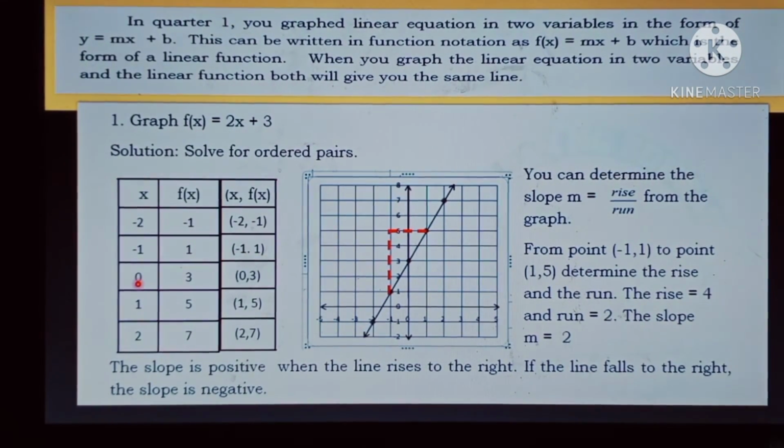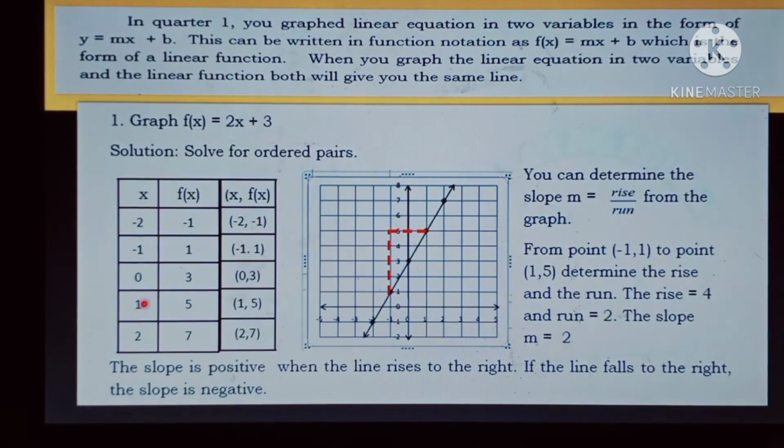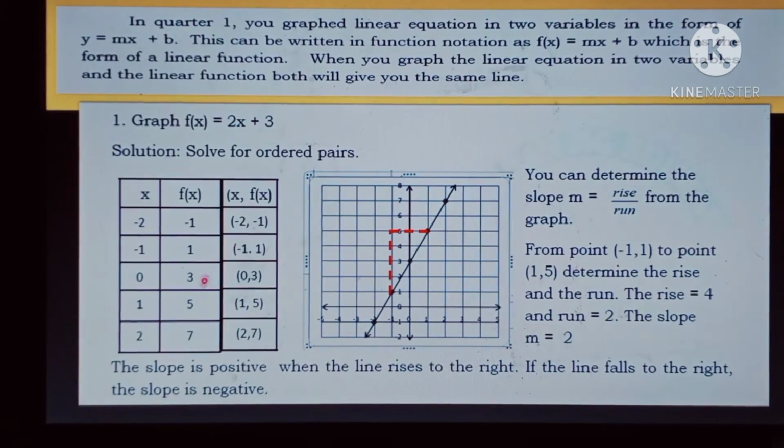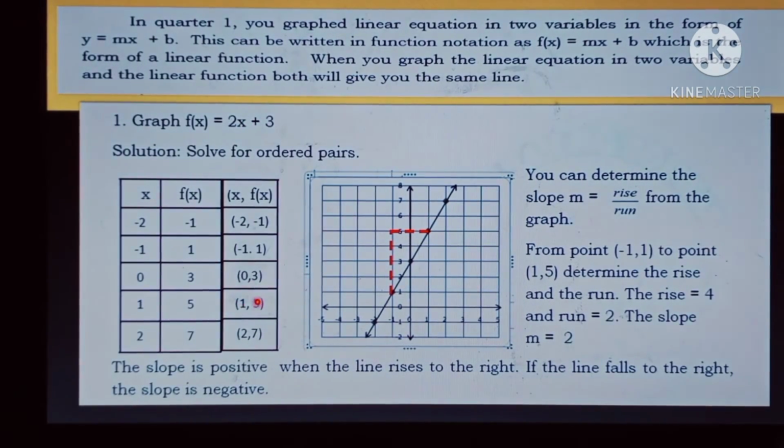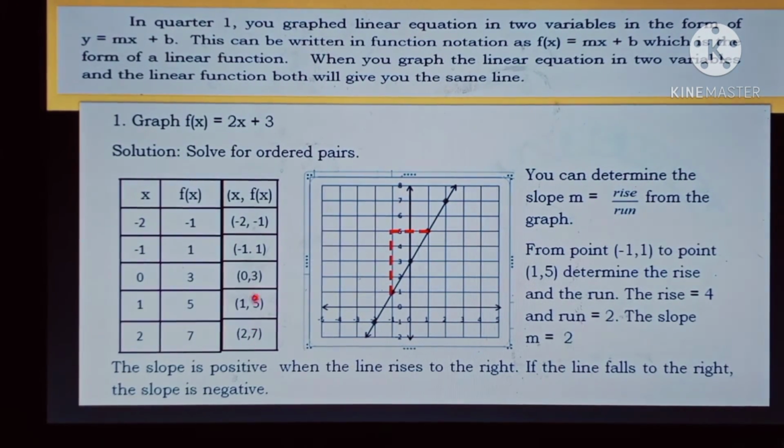Oh. If x is 0, so 2 times 0 is 0. So, you have 3. So, 0, 3. So, for 1, 2 times 1 is 2 plus 3, that is 5. So, 1, 5. Then you have 2. 2 times 2 is 4 plus 3 is 7. So you have 2, 7. So you have now the table of values.